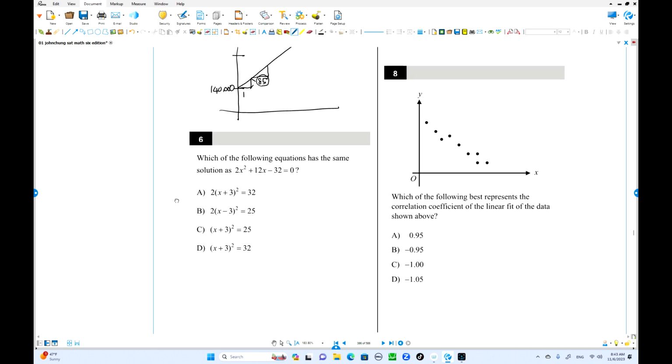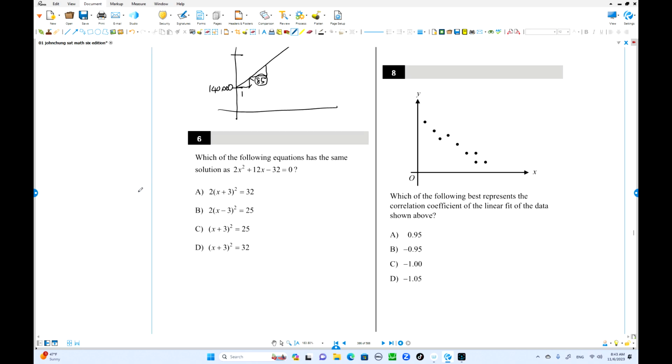Number 6, which of the following equations has the same solutions? That's equivalent, right? You can find what this is all what? Squared form. Not complete square. Divided by 2 is okay. x squared plus 6x minus 16 equals 60. That's step 1. Right?